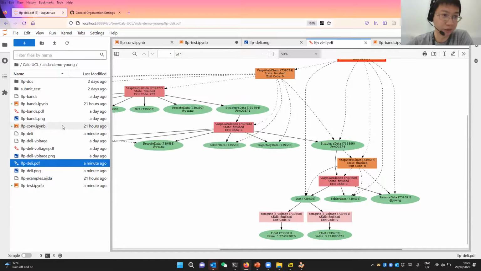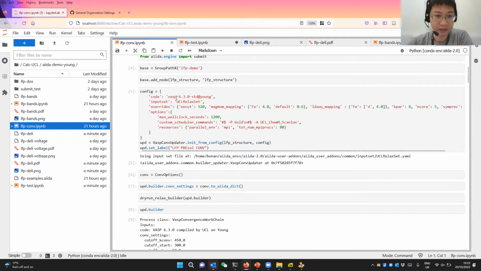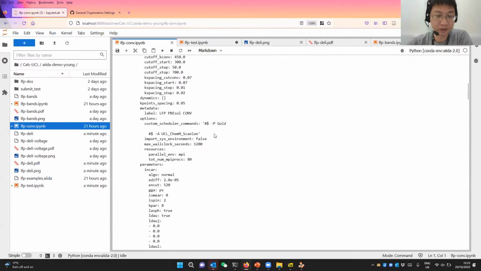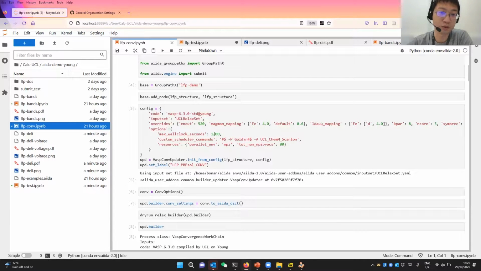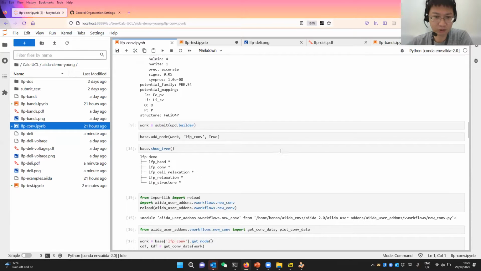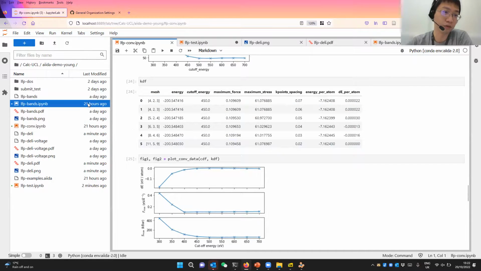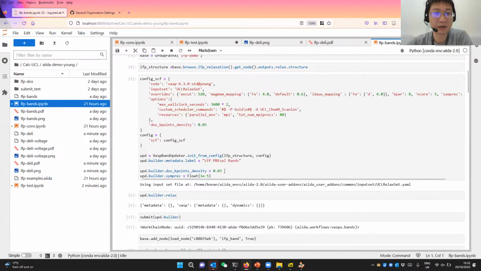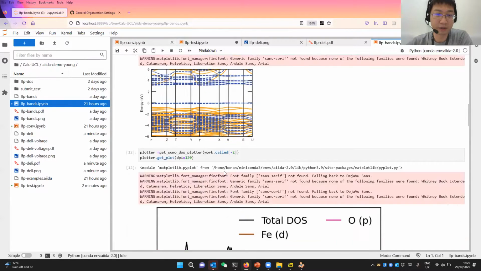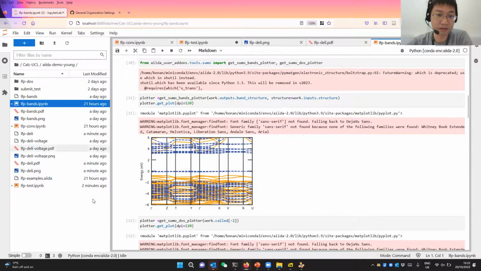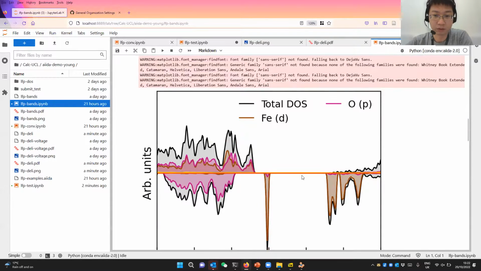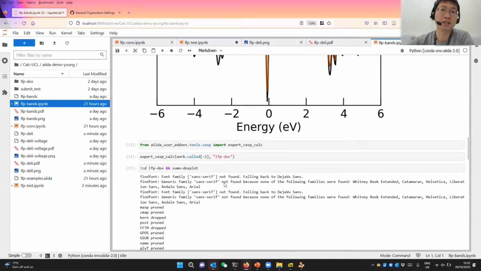I also have other examples, like running convergence. Again, you set up your input set, define the number of seconds you want to run on, the number of processors to request, and just run everything, and it generates this kind of plot. In the end, you can analyze the results. The same goes for bands. I'm just repeating the same thing, but you can have all the analysis in this Python notebook, and also some plots of the PDOS. So this is actually how I run the calculations.